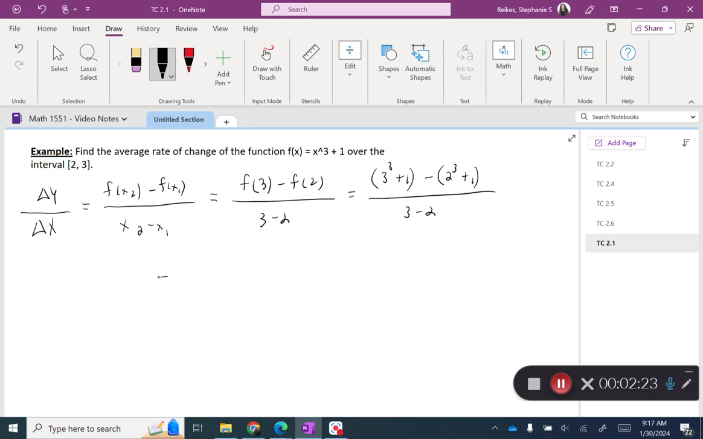Calculating that, in our numerator, we will get 28 minus 9 all over 3 minus 2. And finishing off that calculation, we will get 19 over 1, which is equal to 19. So again, we can see the average rate of change, also known as the slope of the secant line between the points 2 and 3 for this function, x cubed plus 1, is going to give us 19.